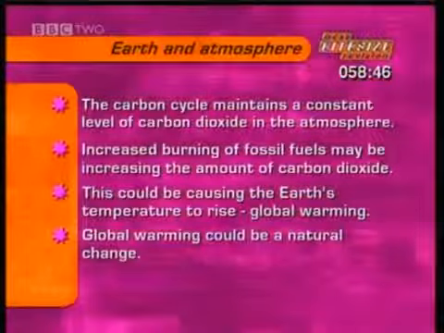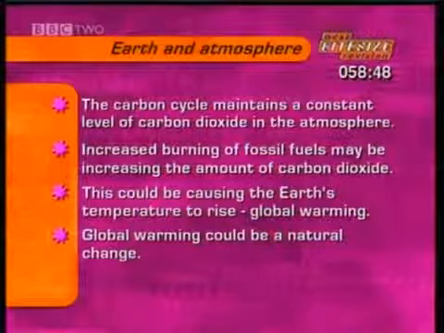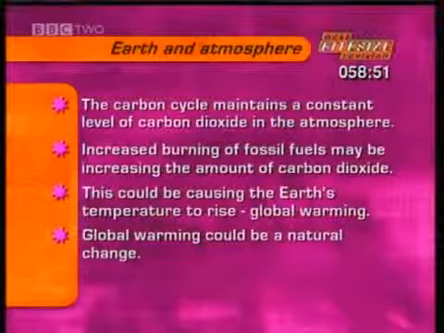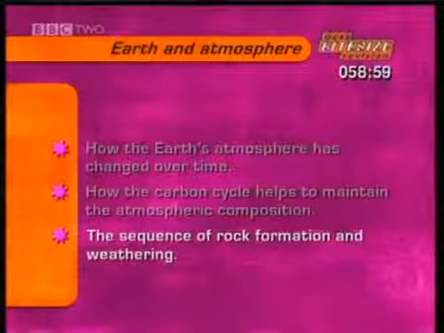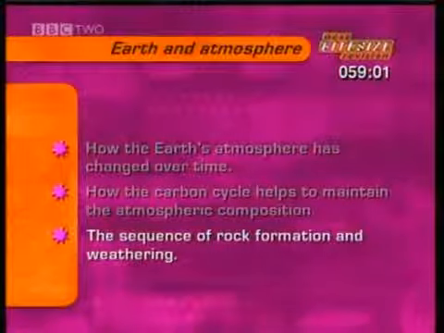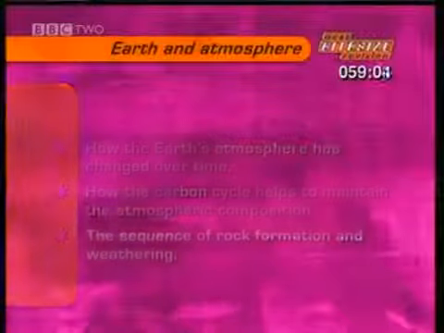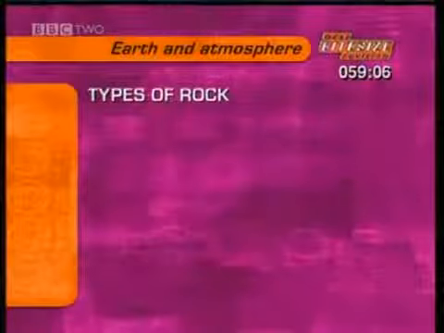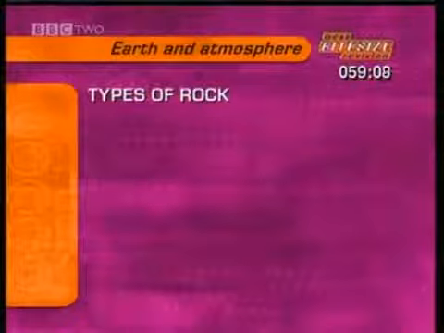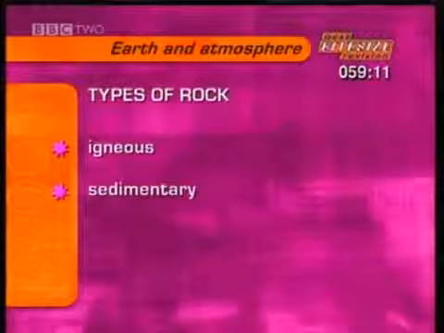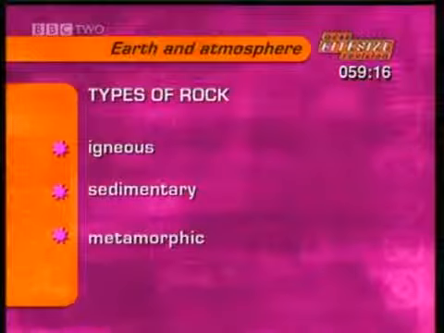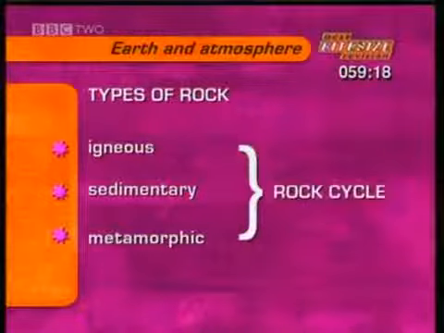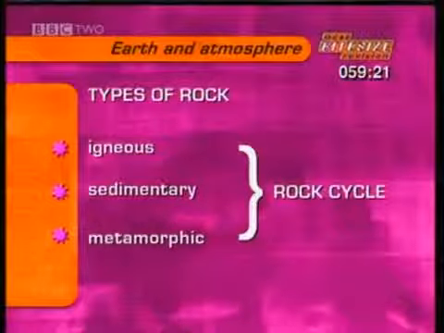Others say that global warming is just one of the many natural long-term temperature changes that have happened throughout the Earth's history. The next part looks at the sequence of rock formation and weathering that makes up the Earth. There are three types of rock you need to know about. They are igneous, sedimentary, and metamorphic. These rocks are linked to each other by the rock cycle. The next clip explains how it works.